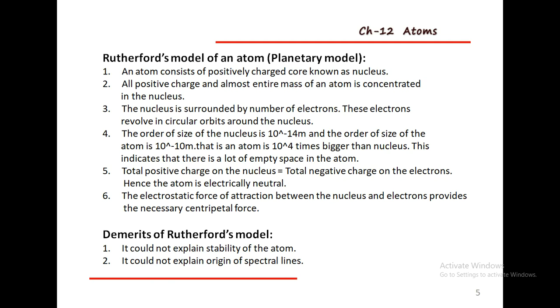But this Rutherford model has some demerits also. It could not explain the stability of the atom. How is the atom stable? It is electrically neutral, but how it is stable, it could not explain. It could not explain the origin of spectral lines. It could not explain the different series of spectral lines like the emission spectrum, absorption spectrum, and their energy level diagrams. Like this, the Rutherford model has some demerits also.